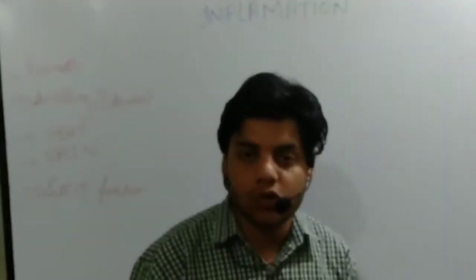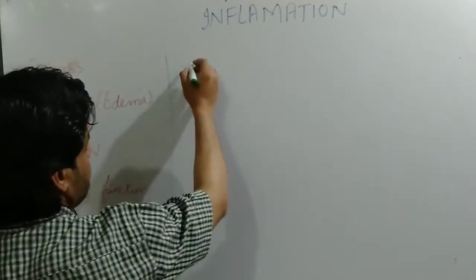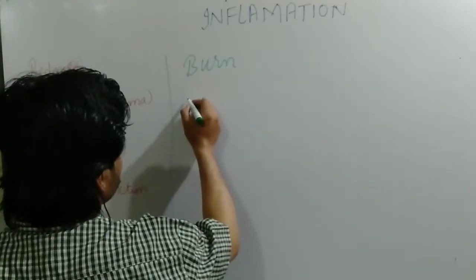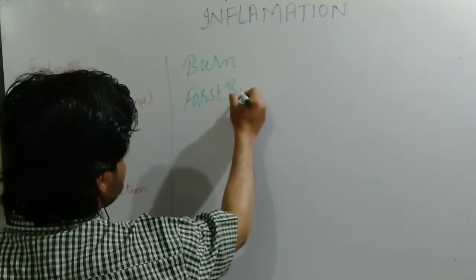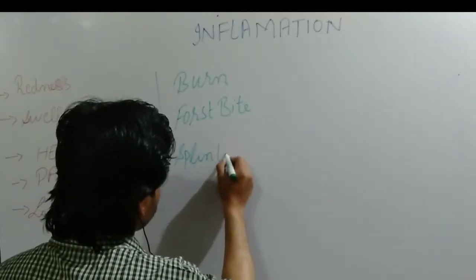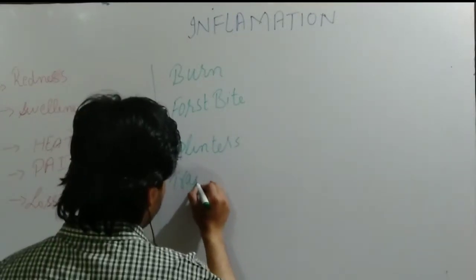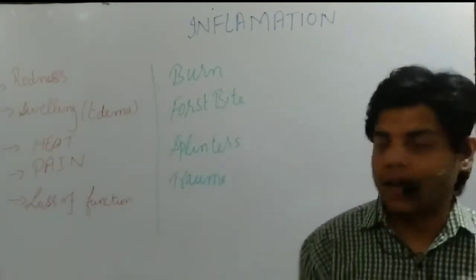Now what are the main causes of inflammation, how is inflammation caused? Usually inflammation is caused by burns. So let me write the causes here. It is usually caused by burns, it is usually caused by frostbite, splinter, trauma. So all these are the main causes.